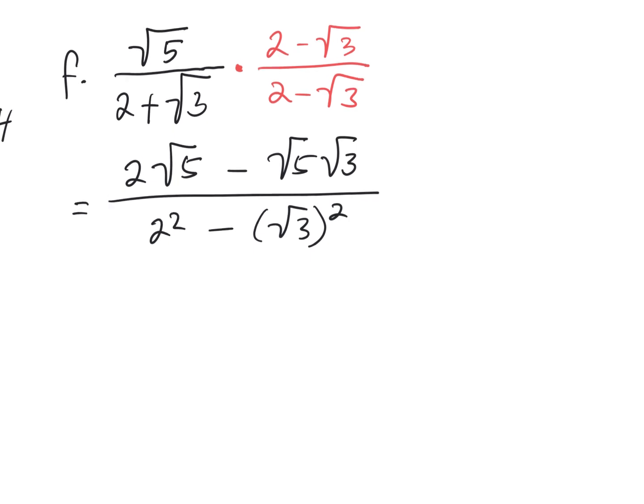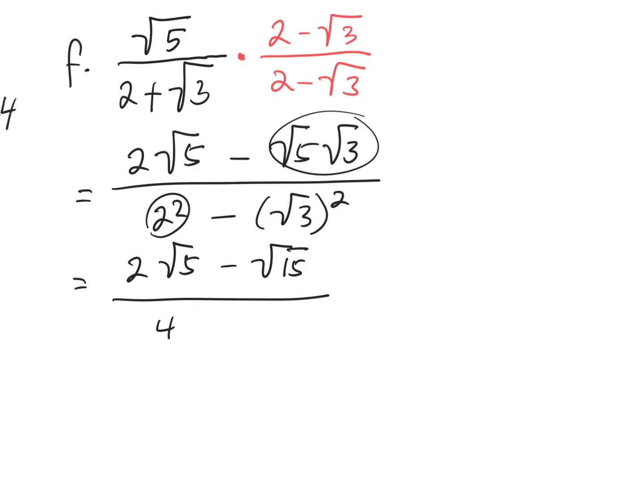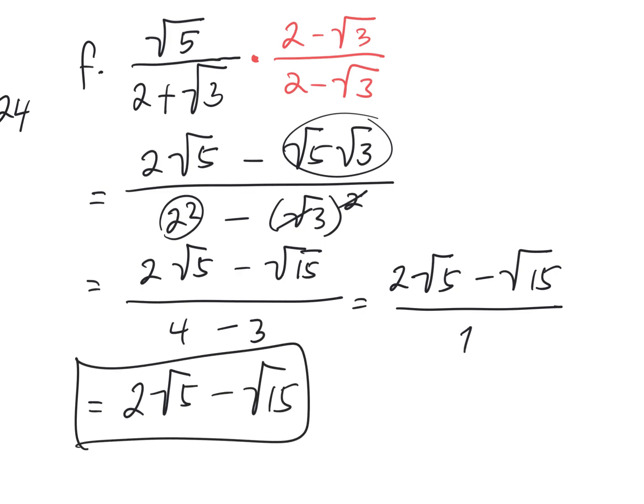Let's continue. Simplify that part: that's going to give you 2 root 5 minus root 15. Simplify the denominator: 2 squared is 4, and root 3 squared is 3, so you're left with 2 root 5 minus root 15 all over 1. Since the denominator is 1, we normally don't write it that way. Instead, we just write the numerator, 2 root 5 minus root 15. So that's the final answer.